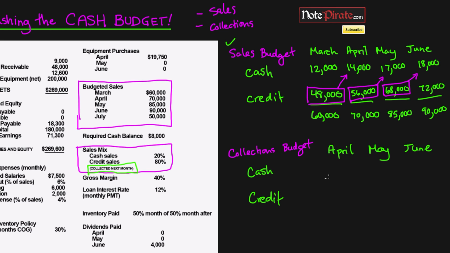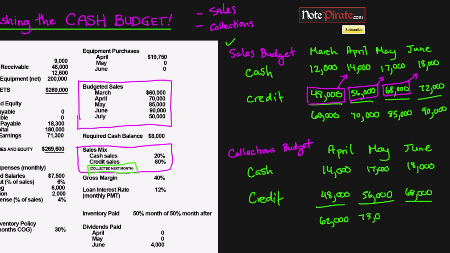So the amounts for April is going to be $14,000 of cash, as you can see right here. And the credit amount is going to be all of the credit sales from March, which is going to be $48,000. In May, $17,000, as you can see up there, and $56,000 from April. And for June, it's going to be $18,000 and $68,000 from May. And the total figures for all of that is going to be $62,000, $73,000, and $86,000.